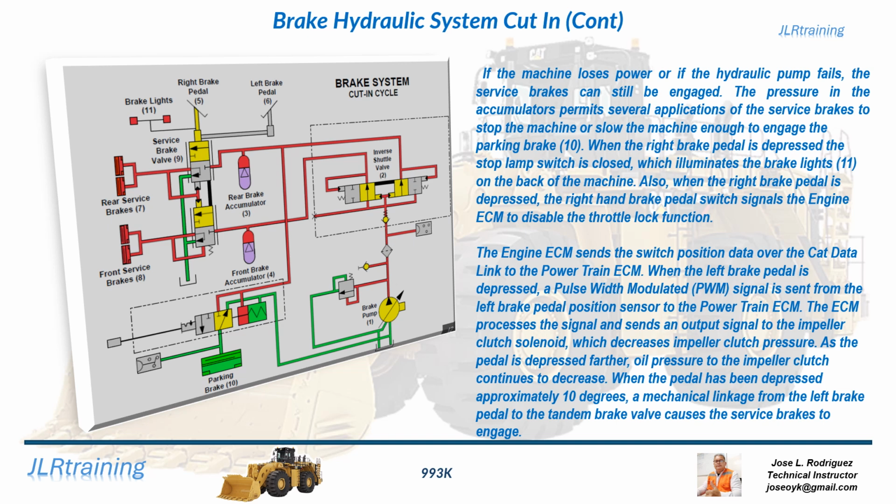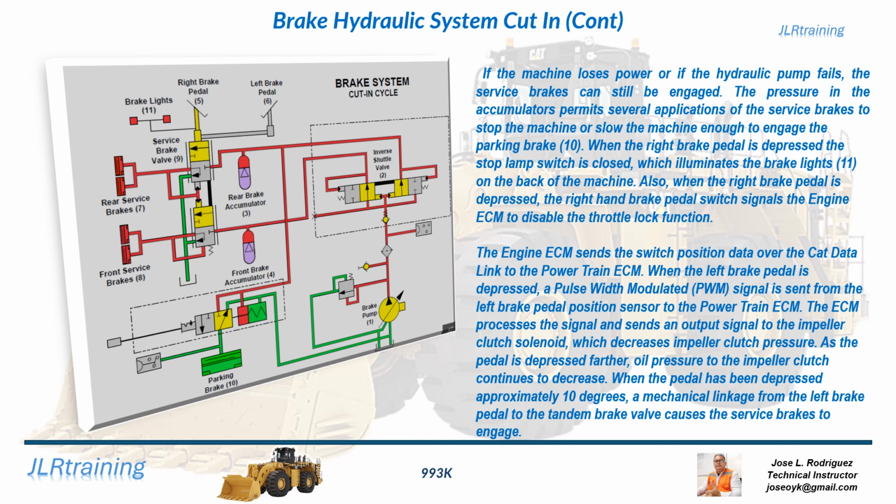10. When the right brake pedal is depressed, the stop lamp switch is closed, which illuminates the brake lights, 11, on the back of the machine. Also, when the right brake pedal is depressed, the right-hand brake pedal switch signals the engine ECM to disable the throttle lock function. The engine ECM sends the switch position data over the CAN data link to the powertrain ECM.